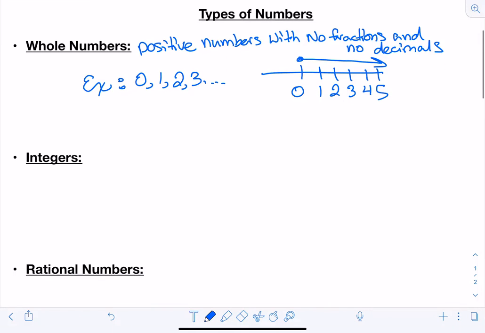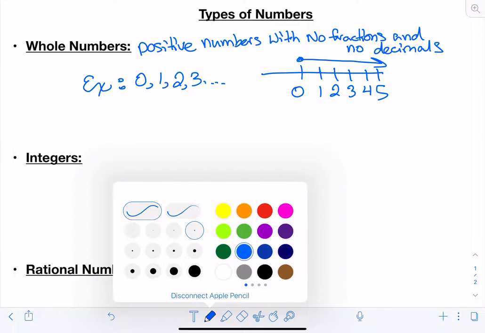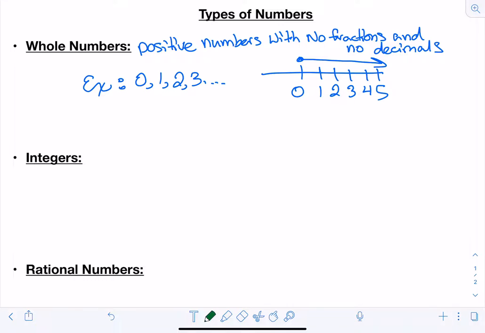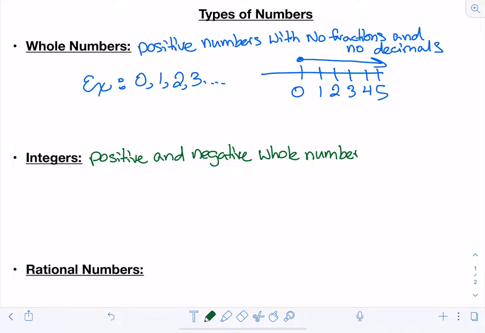So, the next type of number we're looking at are integers. Let me go ahead and change colors. Integers are just like whole numbers, but they also include the negative numbers. So integers are the positive and negative whole numbers, and still no fractions and no decimals. Okay.